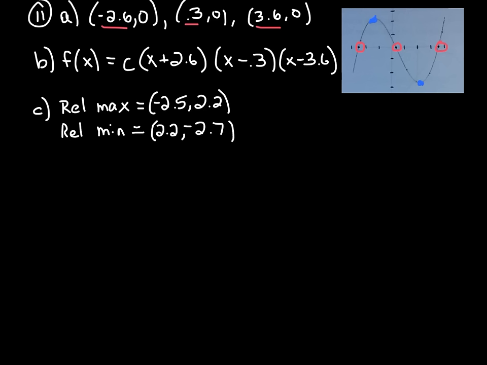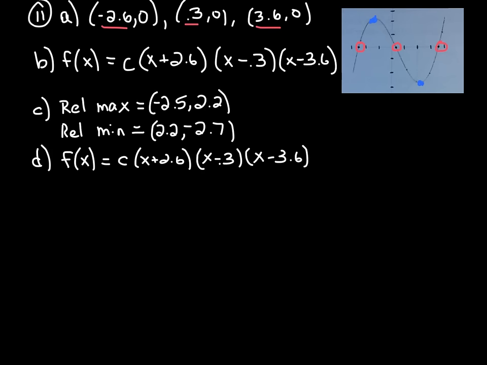Letter D asks us to use the minimum point to find the leading coefficient, and they want us to round our answer to the nearest 10,000th. So here's our equation right here. I got that from Part B. And then they want us to plug in the relative minimum. Here's our x-coordinate, so I can replace all the x's with 2.2. And negative 2.7 is our y-coordinate. So we can replace the f of x, which just means y equals, with negative 2.7.